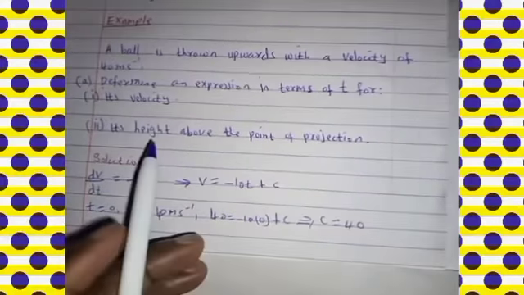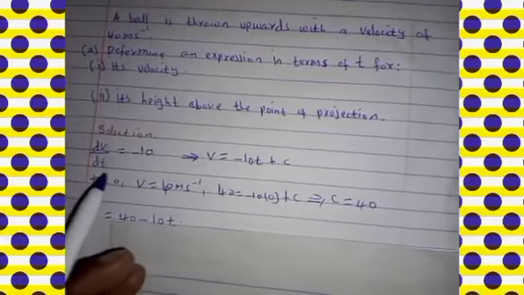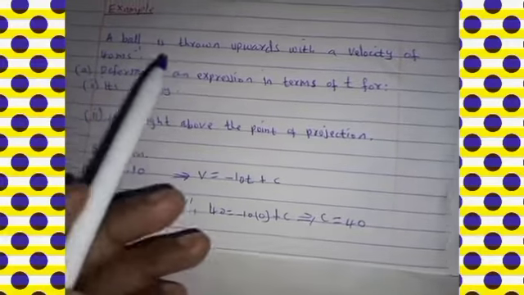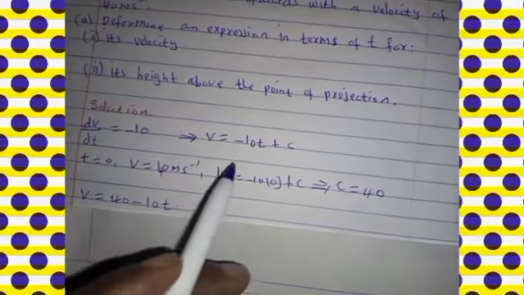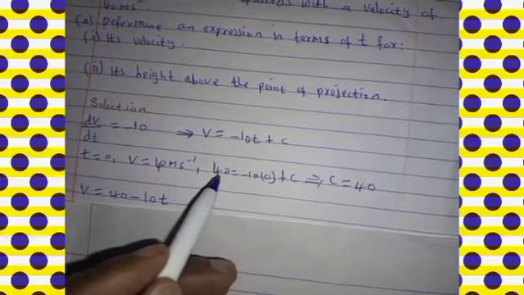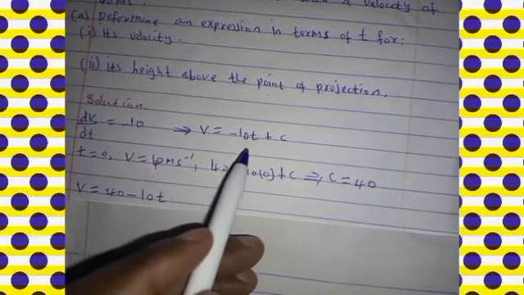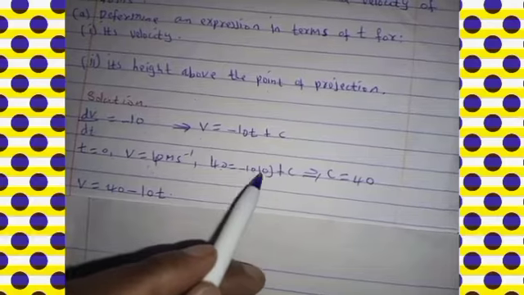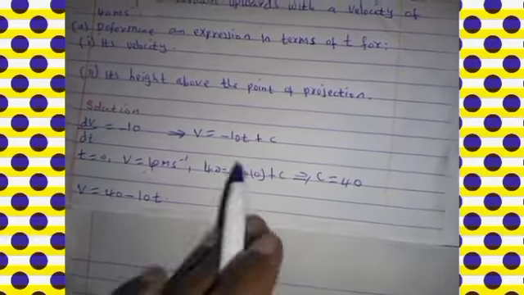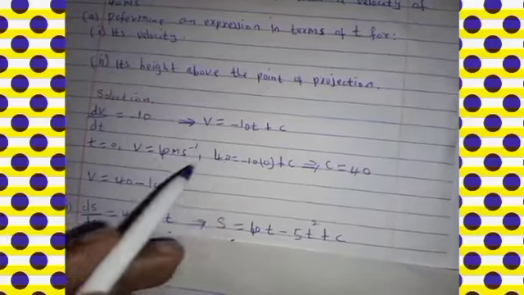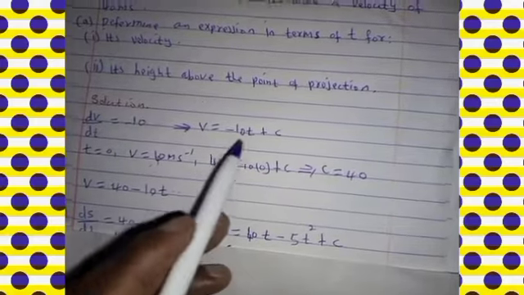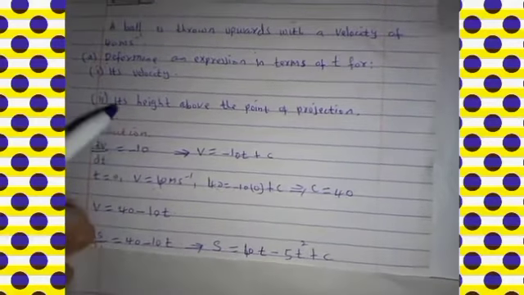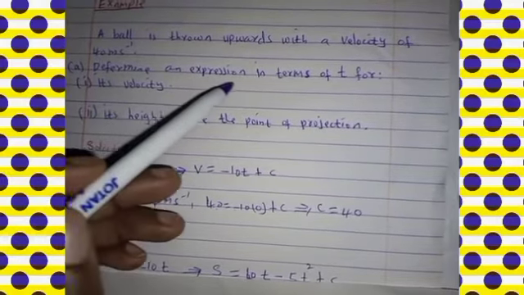Now, initially, when the ball was thrown, the time was 0, and the velocity we are given is 40 meters per second. So where you have v, you substitute the 40, and where you have t, you substitute the 0. So v is equal to 40 initially, t is equal to 0. So negative 10 times 0 is 0, meaning that our c is equal to 40. You substitute here. So our v will be equal to negative 10t plus 40. So we have answered Roman 1. The expression in terms of t for its velocity is that one.